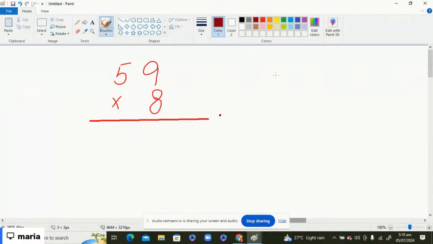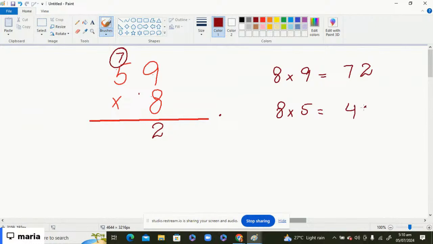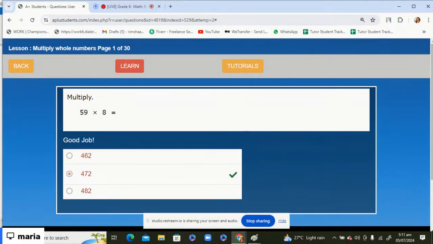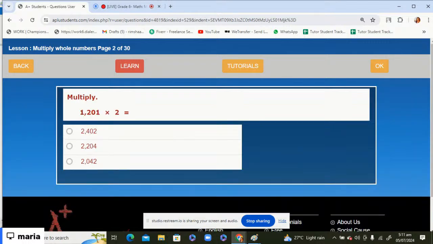First of all, multiply 8 with this 9. 8 times 9 is 72. You're going to put 2 here and 7 goes up as a carry. Now 8 times 5 is 40. You are going to add up 40 plus 7, that is 47. So you're going to put 47 here. So 472 is your answer. 472 is the answer. Okay, this is the answer, then we get it.